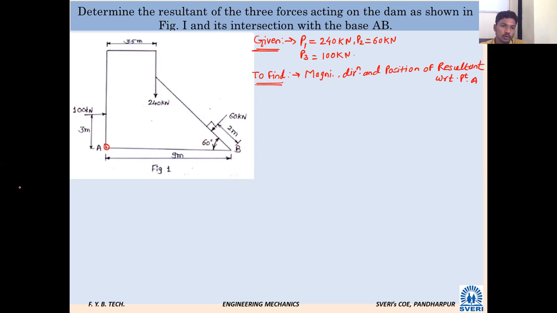So the 100 kilonewton force is horizontal, no issue. The 240 kilonewton force is vertical, no issue. A little thinking is required for the 60 kilonewton force. Suppose I want to calculate its x component and y component, because that is our first aim, no? We have to calculate summation Fx and summation Fy.